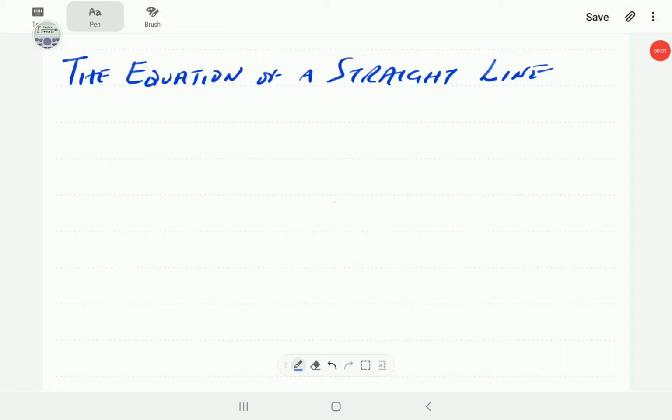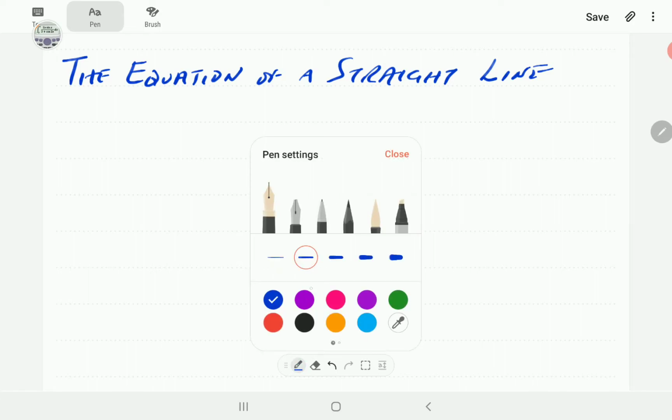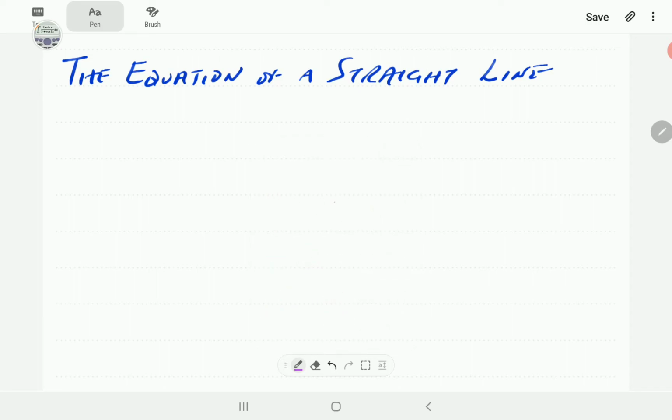All right, this is part two of a series of videos on the equation of a straight line. In part one, we gave an illustration and an explanation of how the equations of straight lines come about and their significance. And then we went on and established three forms of the equation of a straight line.